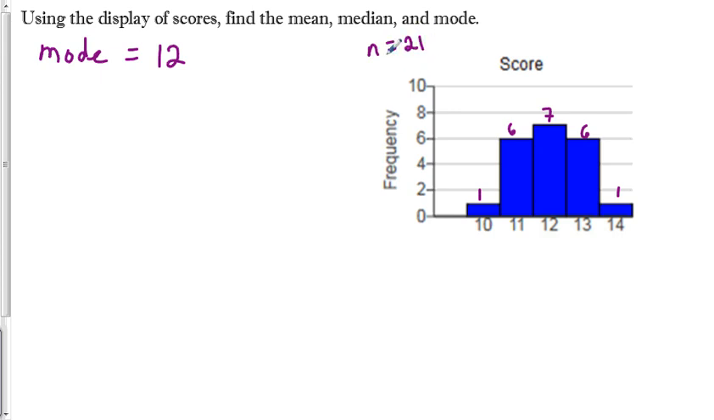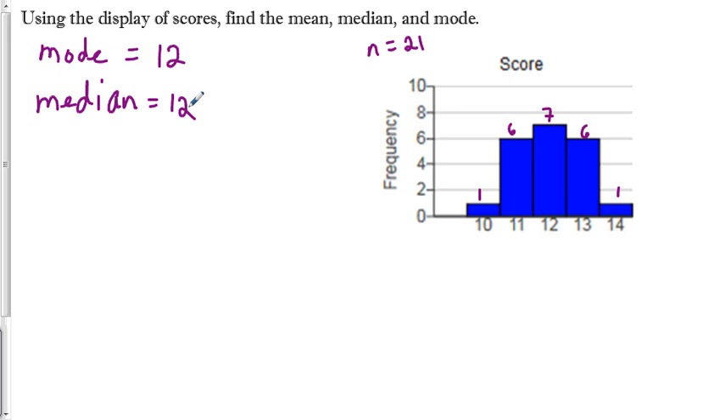So that means that to get the median, we have to go halfway, which puts us at 10 and a half. So if we calculate 1 plus 6 is 7, that's not quite at 10 and a half yet, so we have to go into the next category, which lands us, as we see, back at 12 again for our median.